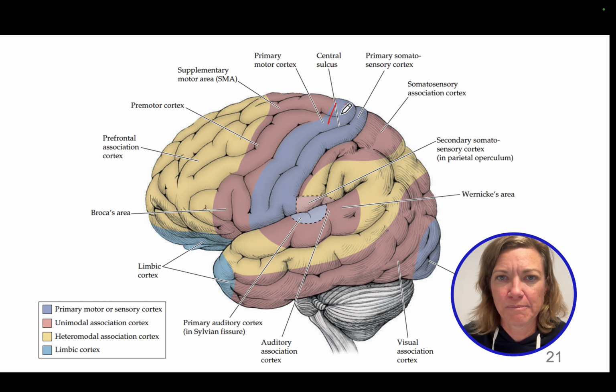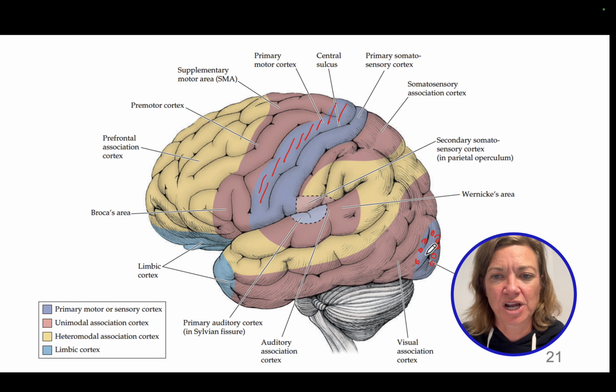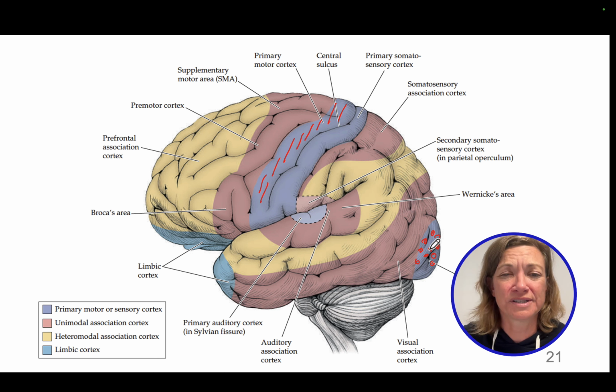So primary motor cortex, for example, is where motor commands originate from and exit the brain. Primary visual cortex is the first place in the brain that visual information arrives. Now, of course, if you just look at the schematic, you see right away that the primary cortices are by far the most minor territory in the cerebral cortex. So most of the brain consists of association cortex.